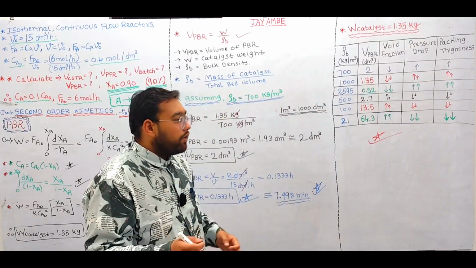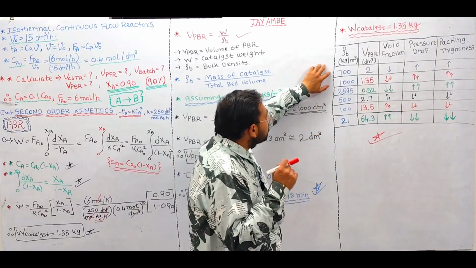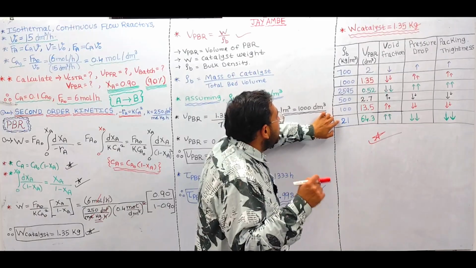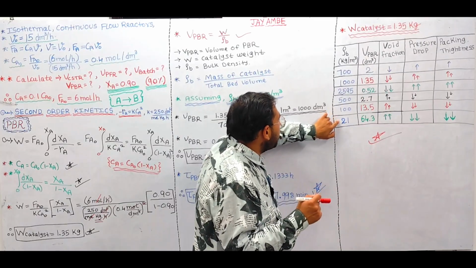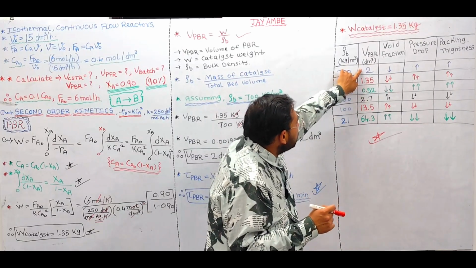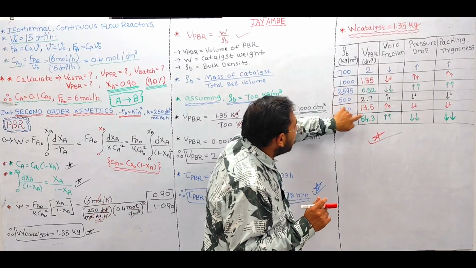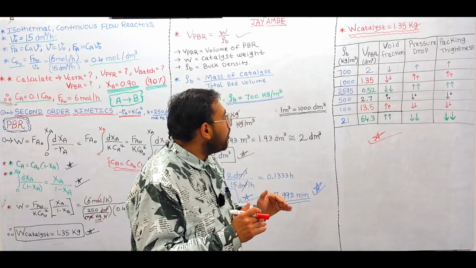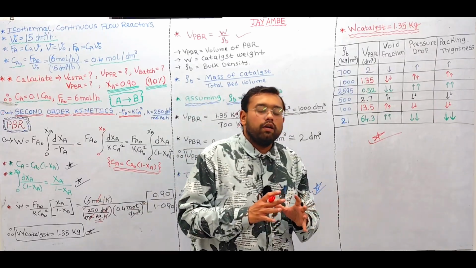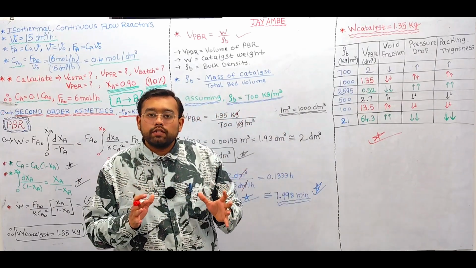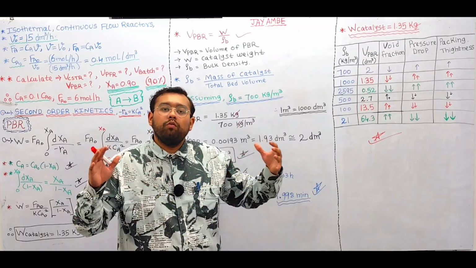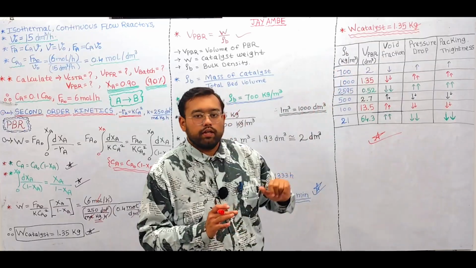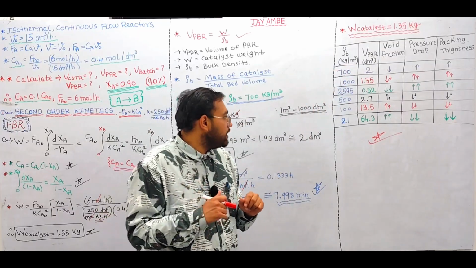So if we decrease the bulk density from 700 to 500, 121, you can see that the design volume of the packed bed reactor is increased from 2 to 2.7, 13.5, and 60.43, which means by decreasing the bulk density, the volume of the reactor is increased. We require a larger volume of the reactor in order to accommodate all the weight of the catalyst, 1.35 kg weight of the catalyst.